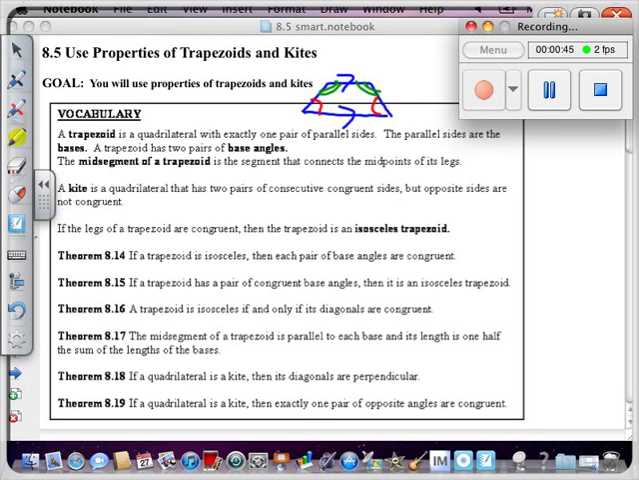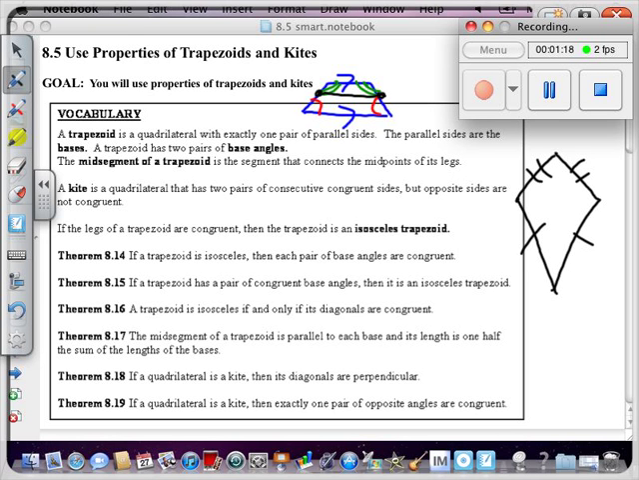Okay. The midsegment of a trapezoid is the segment that connects the midpoints of its legs. So if I were to draw a midpoint, this is the middle of this leg, this is the middle of this leg, and they're connected. That's what we call a midsegment. A kite is a quadrilateral that has 2 pairs of consecutive congruent sides, but the opposite sides are not congruent. So if we have a kite, these 2 sides are congruent to each other, and this side is congruent to that side.